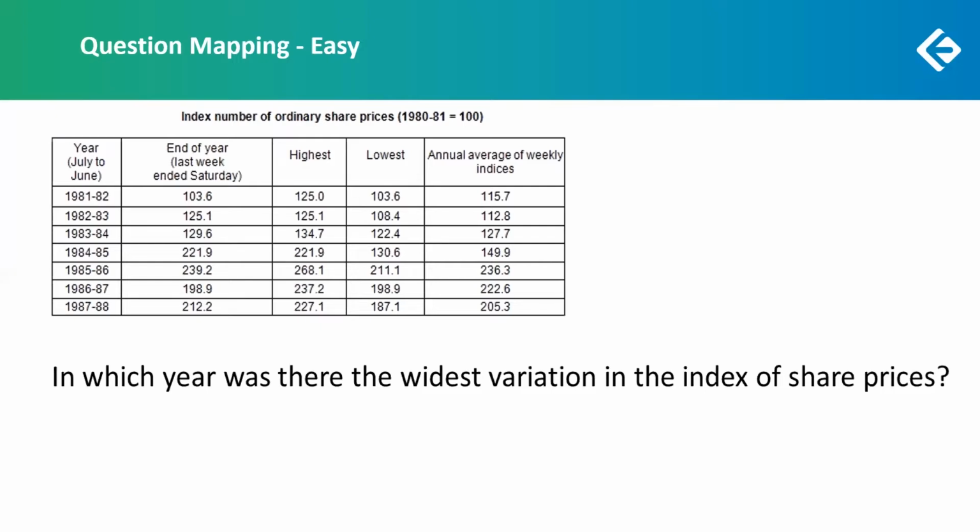Here we just had to look at the highest and lowest columns and find the difference, that would have been the variation. And then out of the options given, find out for which one was there the widest variation, which means the greatest difference between highest and lowest values.